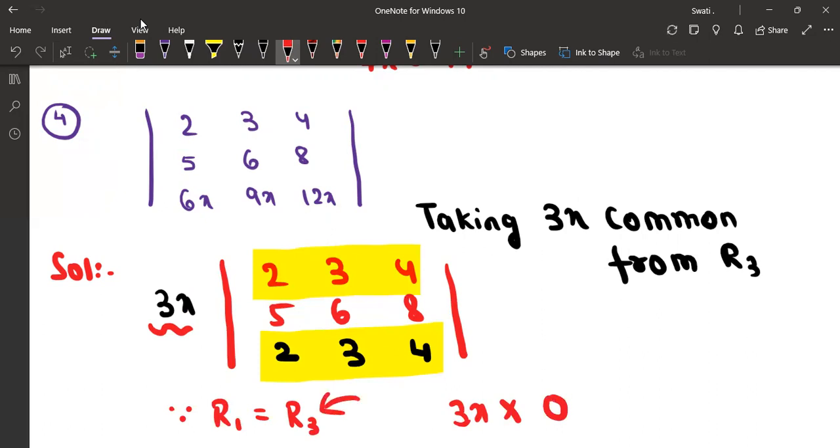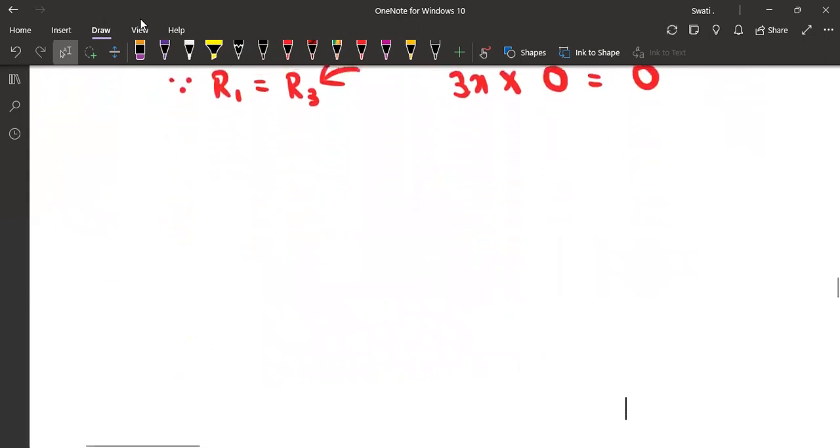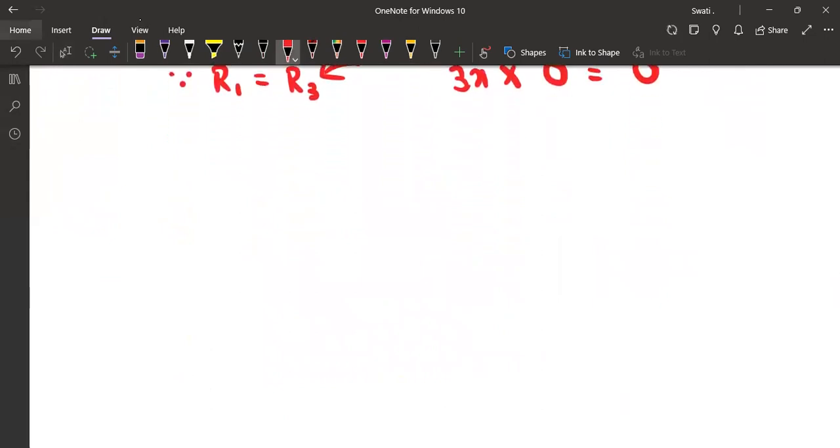And you can also say that this is a property of a determinant, and that is why the answer is 0. See, it was a very big question. It feels like it is a big question, but the answer was just 0. All right, so now we are done with this. Now we can do the next question, and that is the fifth question.